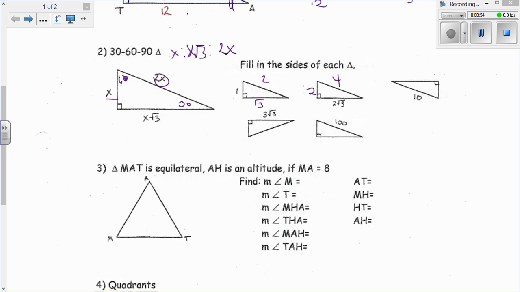For the next one, I flipped the triangle over, but my hypotenuse is 10, so my shortest side has to be 5, and the other side has to be 5 radical 3. Again, my triangle is flipped. I have the side across from the 30, so that means my shortest side is 3, and my hypotenuse has to be twice that, which is 6. And on the last one here, my hypotenuse is 100, so half of my hypotenuse is 50, which means the other side is 50 radical 3.